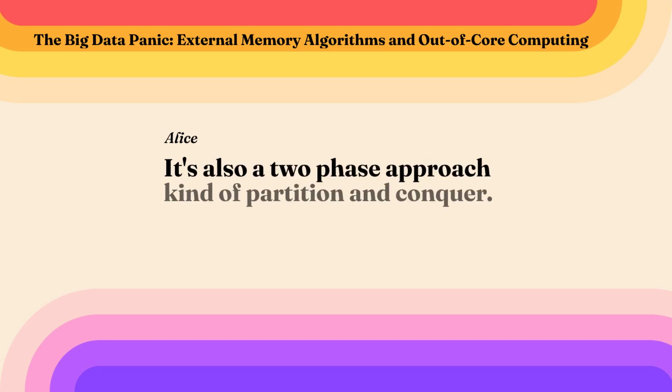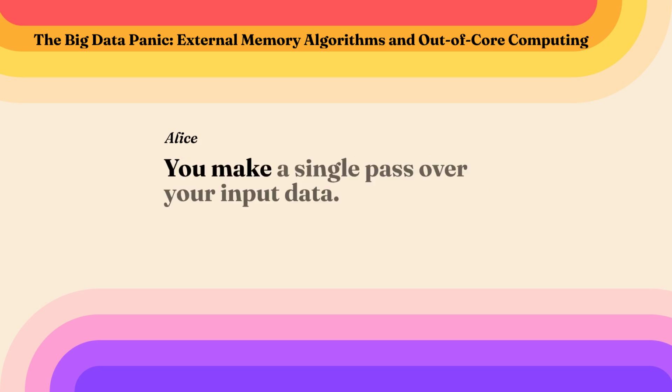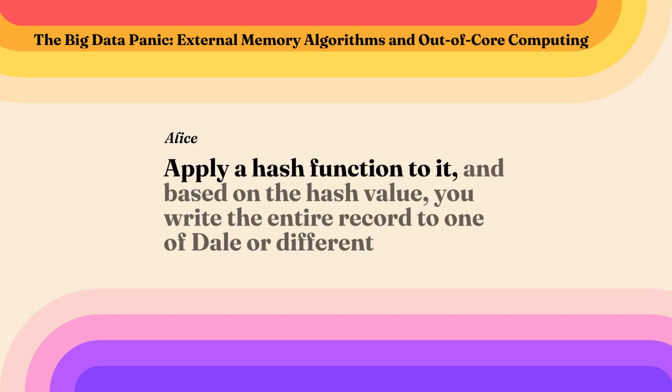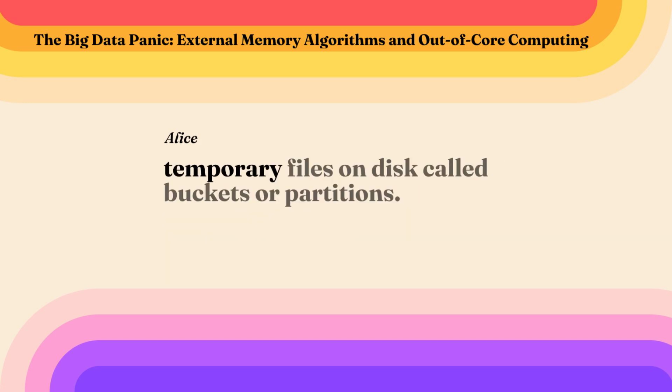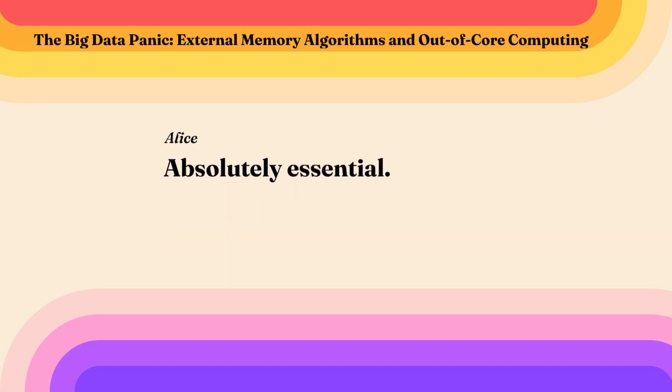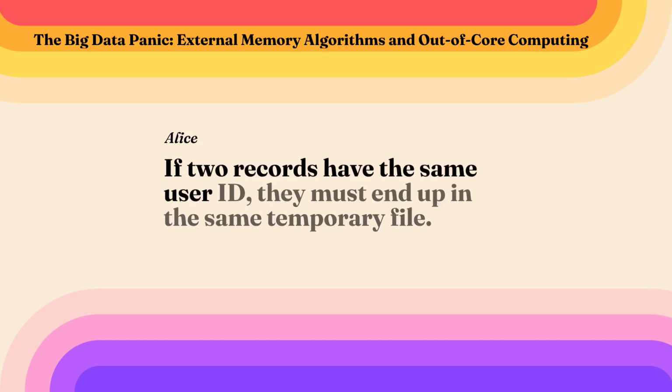It's also a 2-phase approach, kind of partition and conquer. Phase 1 is partition. You make a single pass over your input data. You take the key you care about, like the user ID you're grouping by or the join column, apply a hash function to it, and based on the hash value, you write the entire record to one of B different temporary files on disk called buckets or partitions. The crucial part being that all records with the same key must hash to the same bucket, right? Absolutely essential. If two records have the same user ID, they must end up in the same temporary file.